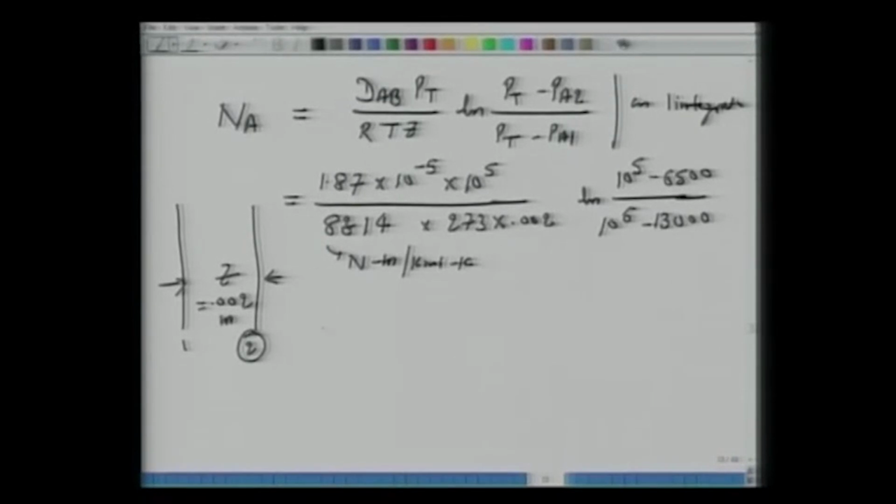All we have to do is substitute and solve to obtain 2.968 times 10 to the power minus 5 kilomole per meter square per second. So essentially this is the simplest example, in which we have assumed that the bulk medium, the N_A plus N_B in which A diffuses, is stagnant. So we had N_B equal to 0, and we had two components, then we integrated to obtain this simplified expression for diffusion flux.